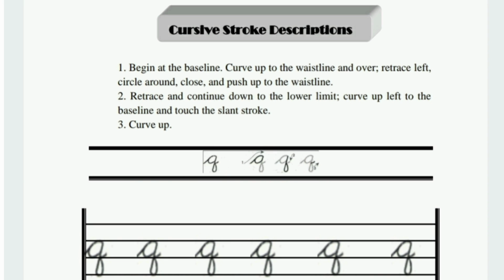Begin at the baseline. Curve up to the waistline and over. Retrace left. Circle around. Close and push up to the waistline. Retrace and continue down to the lower limit. Curve up, lift to the baseline and touch the slant stroke. Curve up.